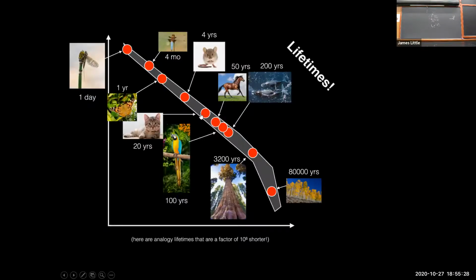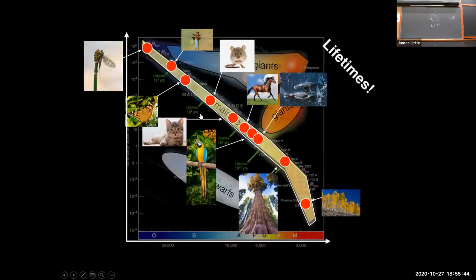And here's another analogy for you. In life on Earth, in general, the bigger your body is, the longer you live. That's how it works. And if you take that concept and you lay it over an HR diagram, there's a pretty close correspondence to it. So super tiny objects do not live very long. Super big objects live a really long time.